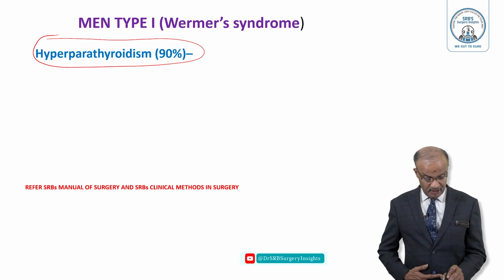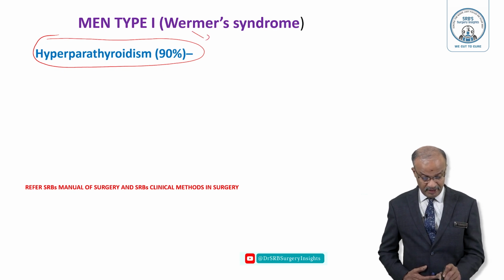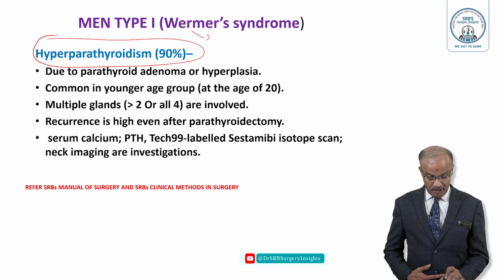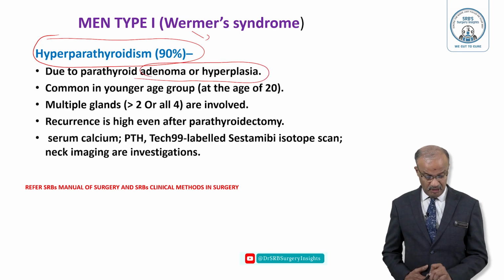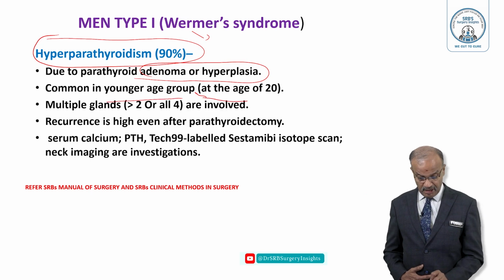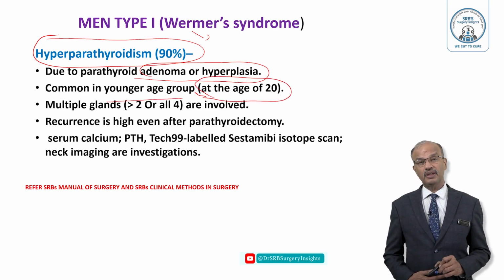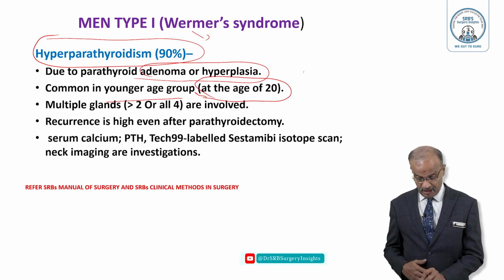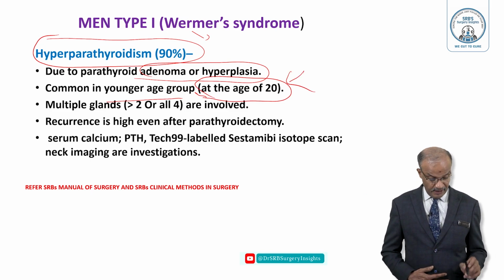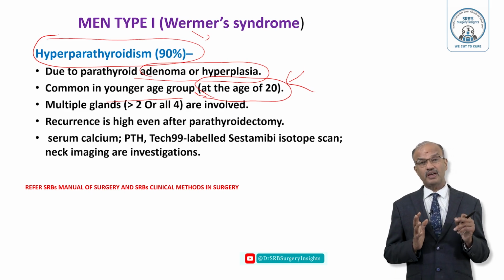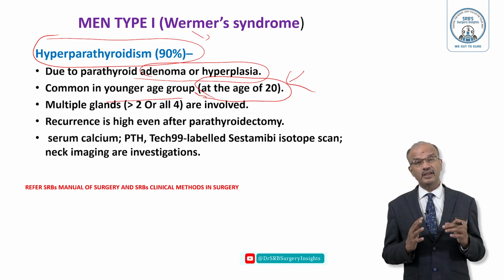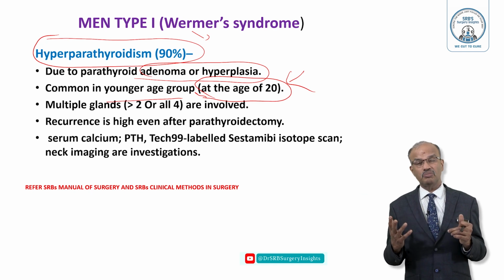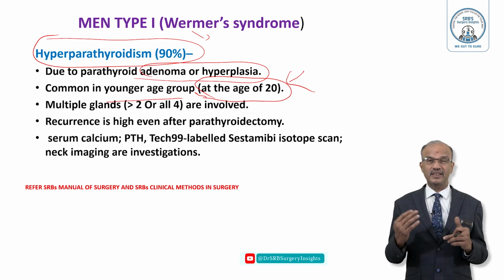So hyperparathyroidism is the first, commonest, main component. It is seen in 90%. It's due to parathyroid adenoma or hyperplasia, not commonly carcinoma. But most important, it occurs in the younger age group. At the age of 20 they begin with symptoms, and definitely they will have all symptoms by the age of 40. So early on you'll be able to diagnose all features of hyperparathyroidism. I am not going to discuss it, we know that: bones, renal stones, bone pain, and psychic features.